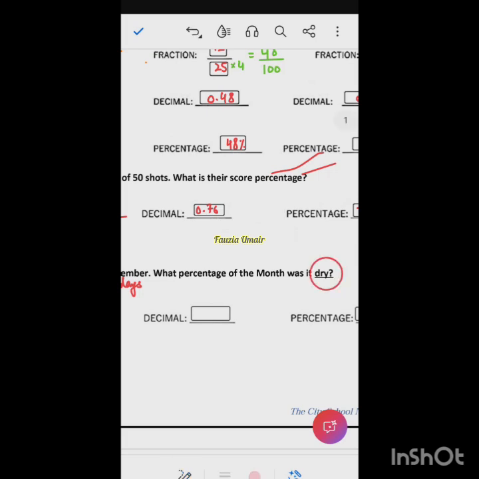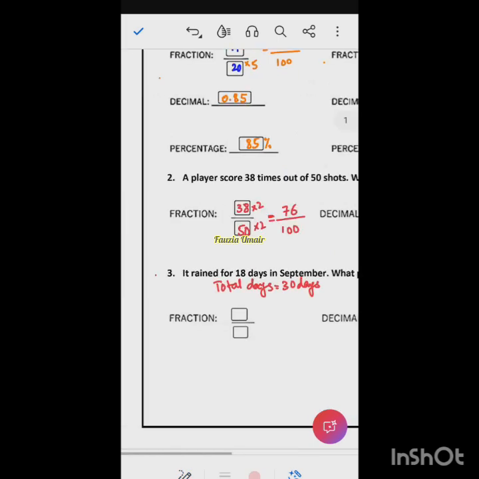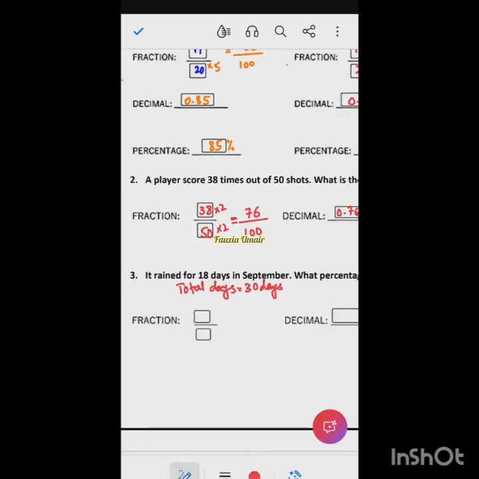Are you getting this question? The question is not what is the fraction that it rained. The question is what is the fraction of the month that it was not raining. So if out of 30 days there was rain, how many days did it not rain? We can subtract from 30. That's right. So how many dry days?